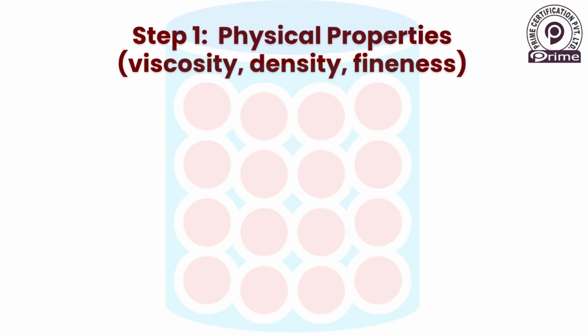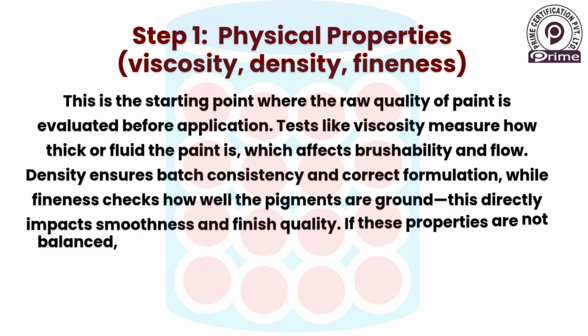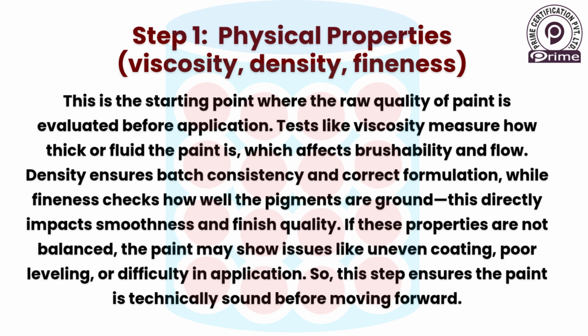Step 1. Physical properties: viscosity, density, fineness. This is the starting point where the raw quality of paint is evaluated before application. Tests like viscosity measure how thick or fluid the paint is, which affects brushability and flow. Density ensures batch consistency and correct formulation, while fineness checks how well the pigments are ground. This directly impacts smoothness and finish quality. If these properties are not balanced, the paint may show issues like uneven coating, poor leveling, or difficulty in application. So, this step ensures the paint is technically sound before moving forward.